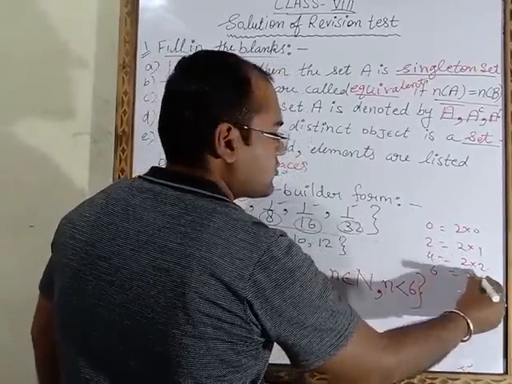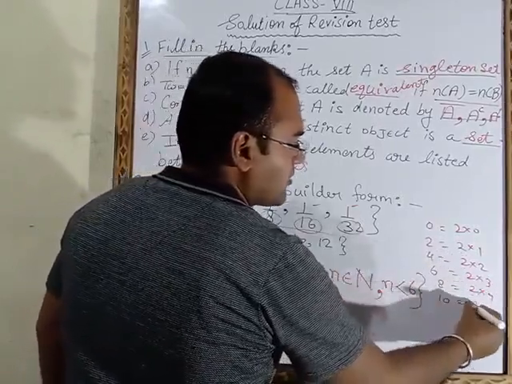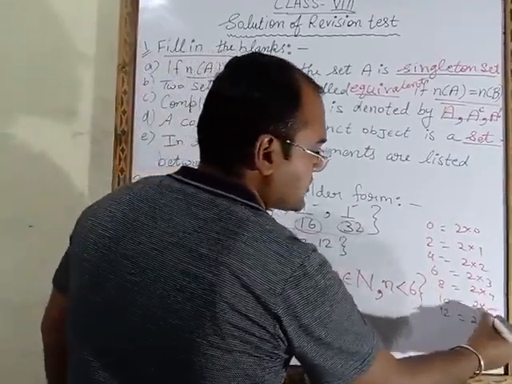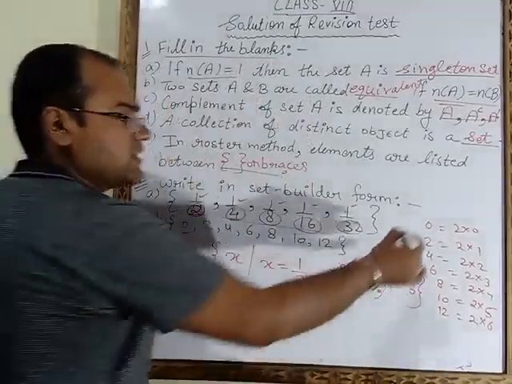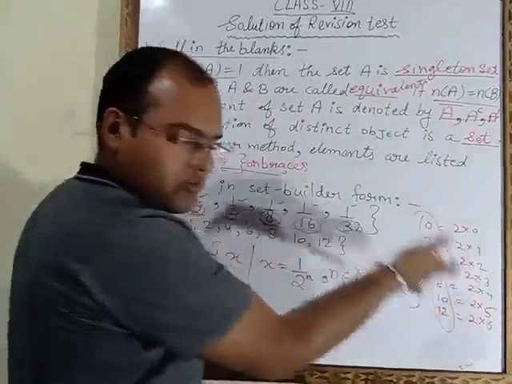6 we can write 2 × 3. 8 is 2 × 4. 10 is 2 × 5. And last number is 12. 12 we can write 2 × 6. So here what we will observe, these all x values are the multiples of 2.